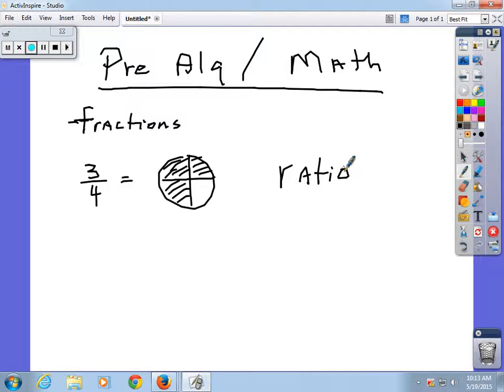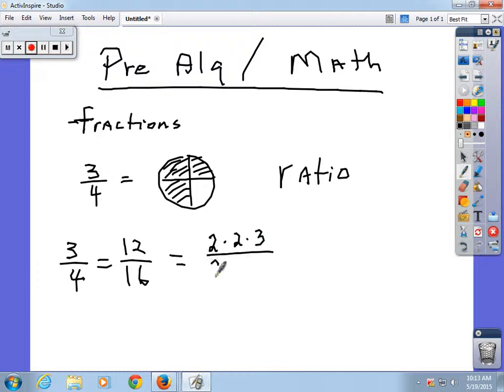So you were taught that fractions were a number over another number, and that was a ratio. And you were taught that you could change 3/4 into something over 16 by going 4 will go into 16 4 times, 4 times 3 is 12. And you were told you could go the opposite way. You could reduce it from 12/16 down to 3/4. And you were told that you could also take 12 and make it 2 times 2 times 3 over 2 times 2 times 2 times 2, and what could you do? You could cancel, and that would give you 3/4.